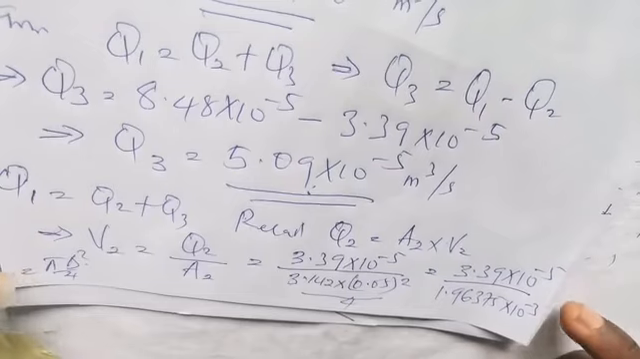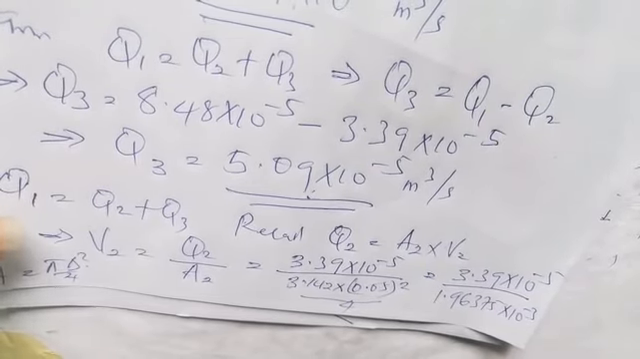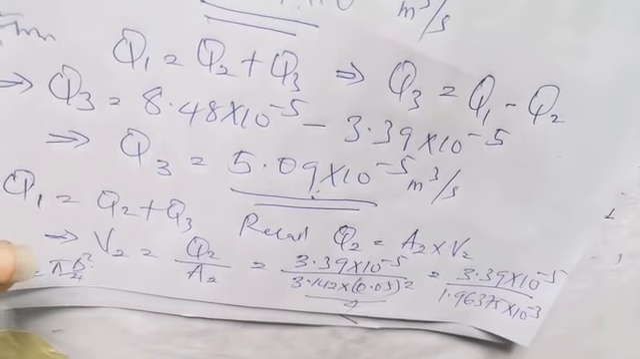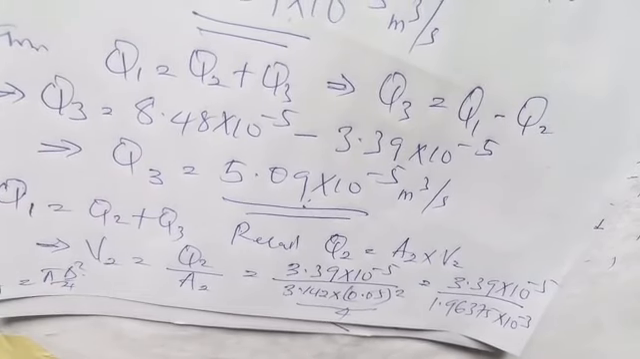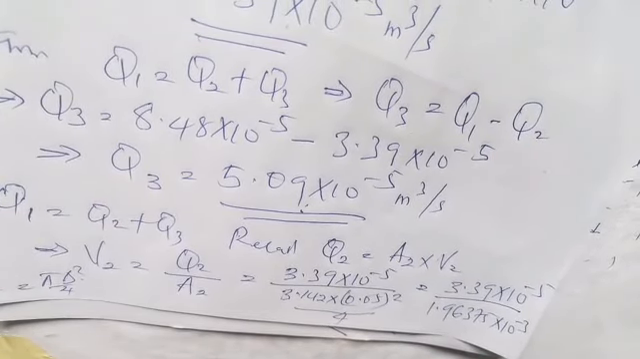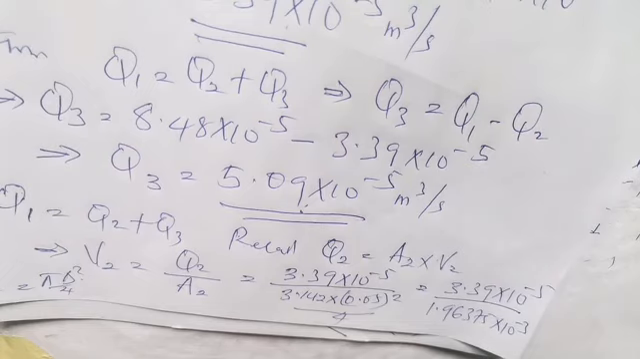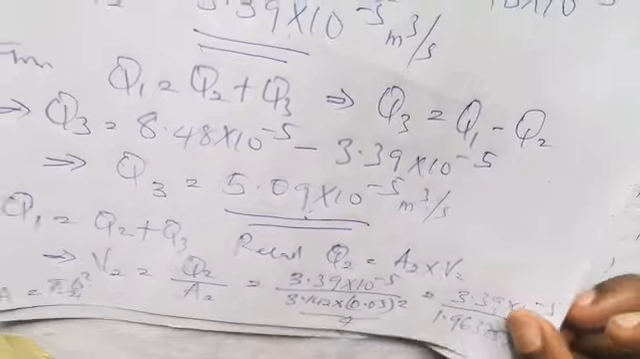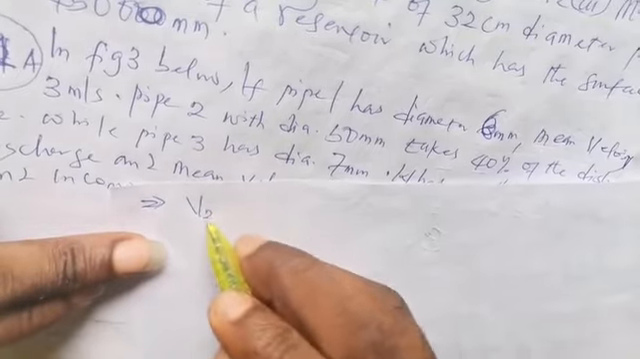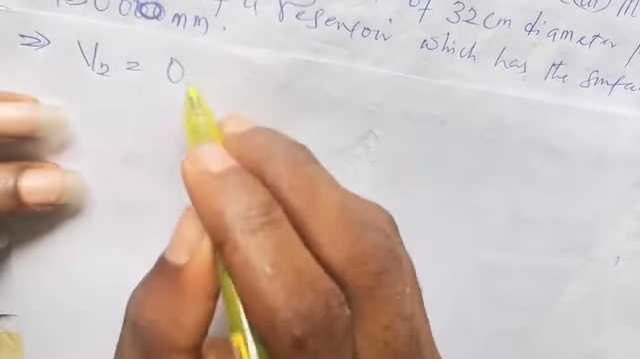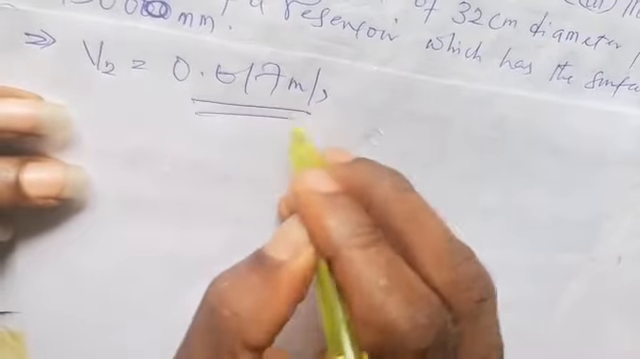So I'm going to divide these two now: 3.39 by 10 to the power of minus 5 divided by 1.96375 by 10 to the power of minus 3. That will give me the velocity of pipe 2. So that gives me 0.017 meters per second. So the velocity of pipe 2, V2, equals 0.017 meters per second.